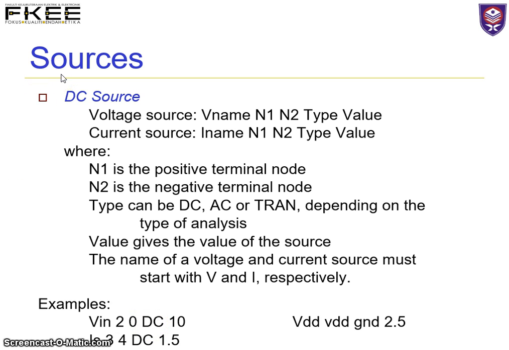And for the sources, because all circuits must have a source, the most important is the DC source, which is a constant. You can have a voltage or current. This is the syntax: the name, between the nodes N1 and N2, the type, and the value. For example, Vin between node 2 and 0, it is a DC, the type, and the value is 10 volt. VDD between VDD and ground node, the value is 2.5. IS, which is a current between node 3 and 4, is a DC current with a value of 1.5 amp.